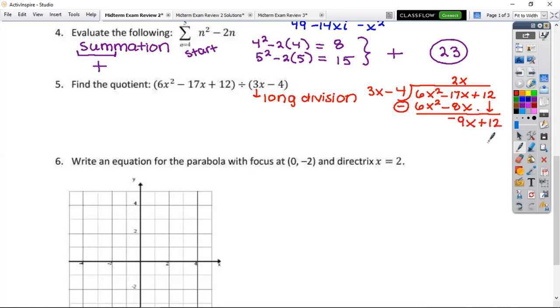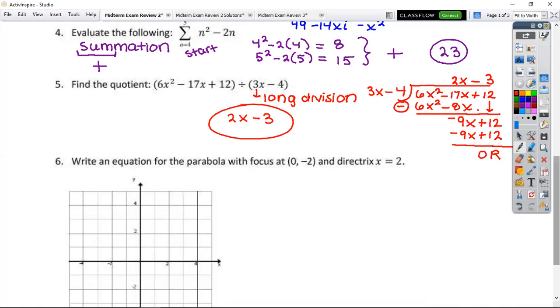You do it one more time. So I'm going to go minus 3, because you want to match that sign exactly. And I get negative 9x plus 12. So this divides evenly. Remainder of 0. So my answer is just 2x minus 3. How do you feel with 5? Fairly confident?